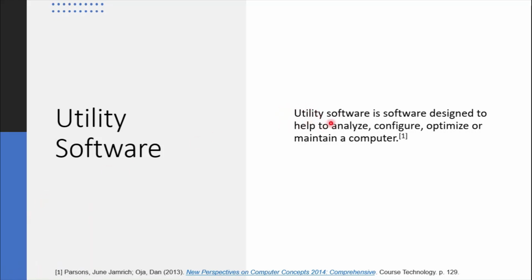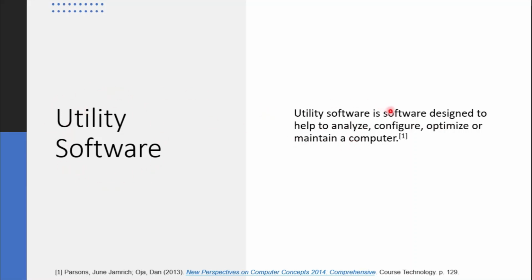So, what a utility software is: the purpose is to analyze a computer. It needs to analyze the computer. It can support configuring a computer. It can optimize a computer, or it can maintain it. So these are the main features. There are four main features related to utility software.